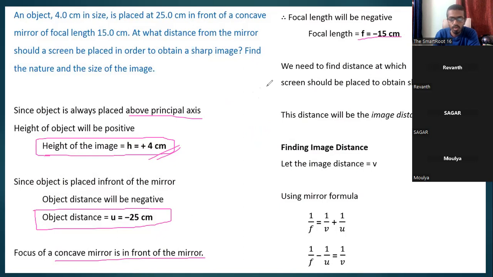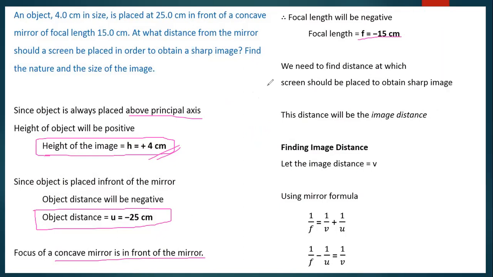So now we understood, right, what is what? Yes, sir.